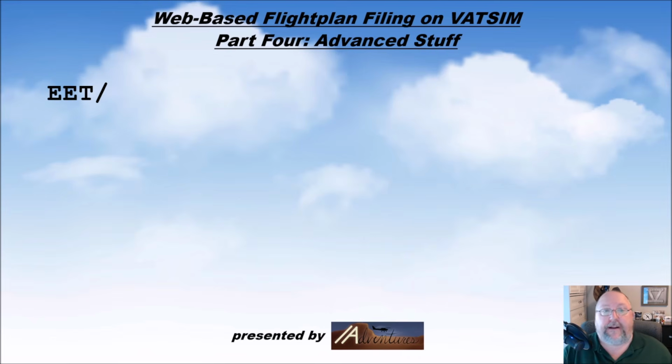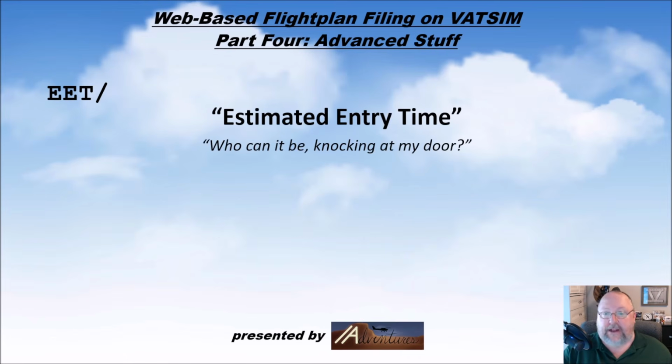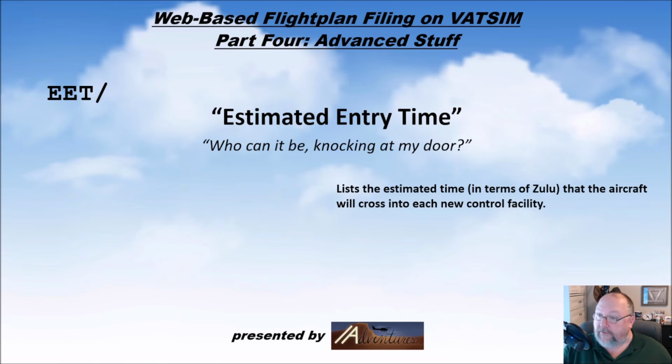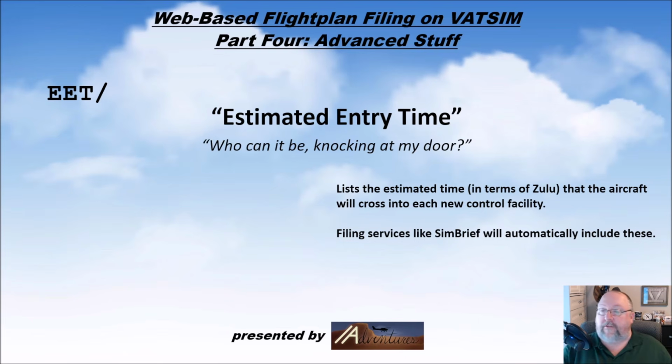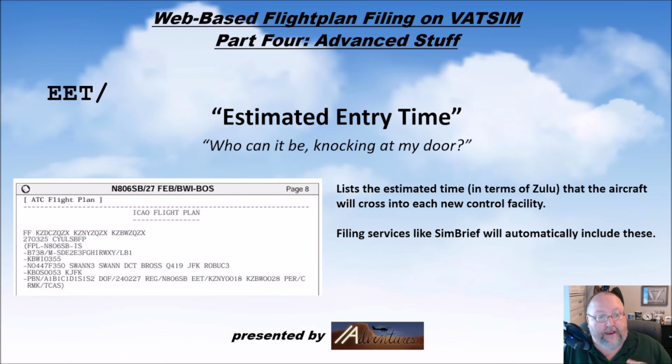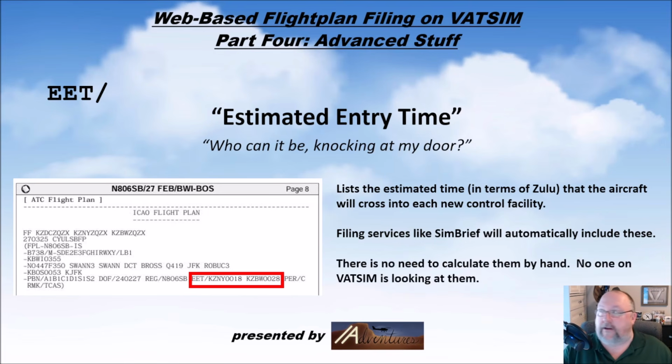Finally, your EET, your estimated entry time. This is the estimated time in terms of Zulu that the aircraft is going to cross into each new control facility. Filing services like SimBrief are going to automatically include these. And we've taken a snip here from our BWI to Boston plan, and we see right here that the estimated time to enter the New York ARTCC is 0018 Zulu, and then the estimated time to enter Boston ARTCC's airspace is 0028 Zulu. So your SimBrief and your other online planning tools are automatically going to include these. You don't need to calculate them by hand and put them in. Nobody on VATSIM's looking at these.